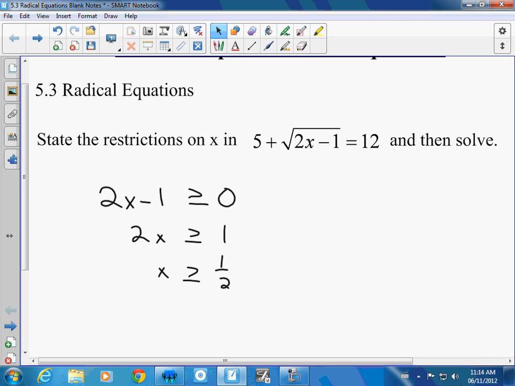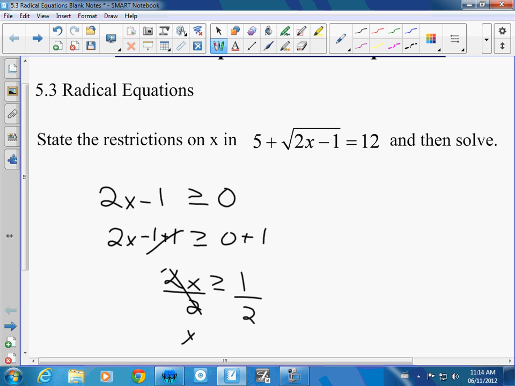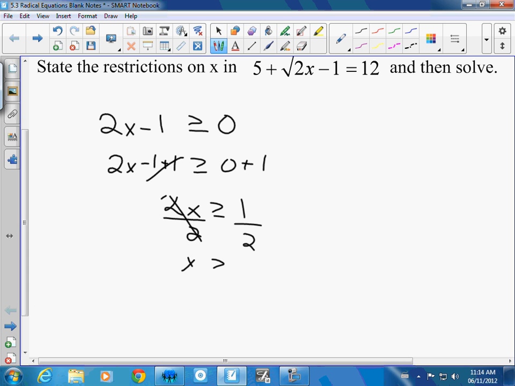You add 1 on the other side. And then, really? I need to go back and explain that. I really have to do that algebra? Would it just be add 1 and divide by 2? It's just a half, guys. Okay, so x is greater than or equal to half.